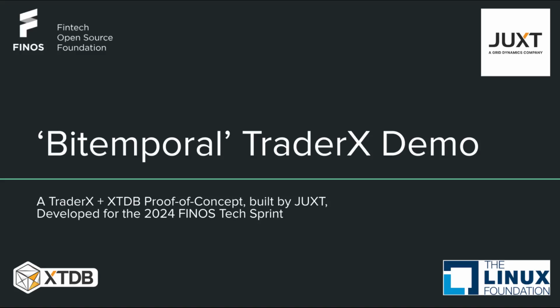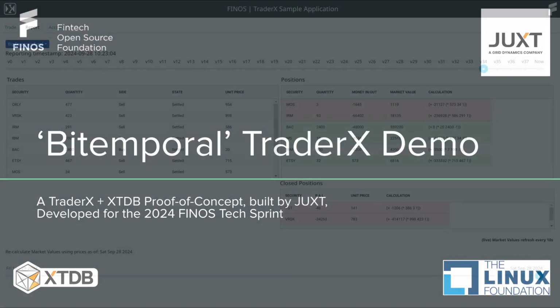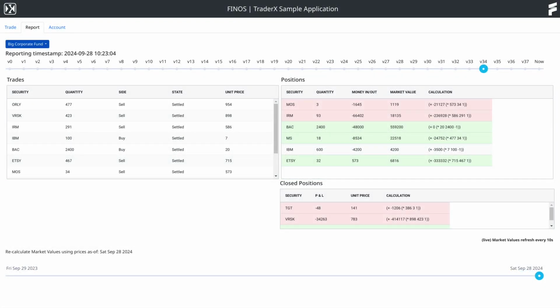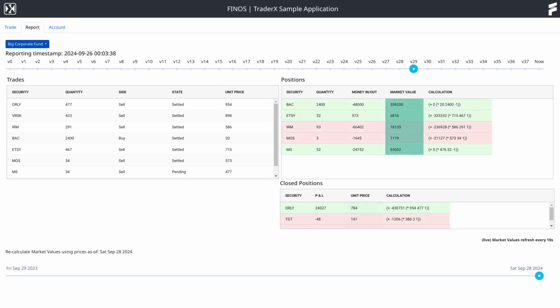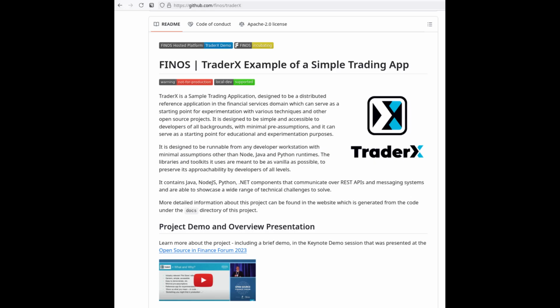In today's video we're going to be looking at the Bitemporal TraderX proof of concept which we developed as part of the 2024 FINOS Tech Sprint. Here you can see a quick glimpse of what the UI looks like. But first, what is TraderX?